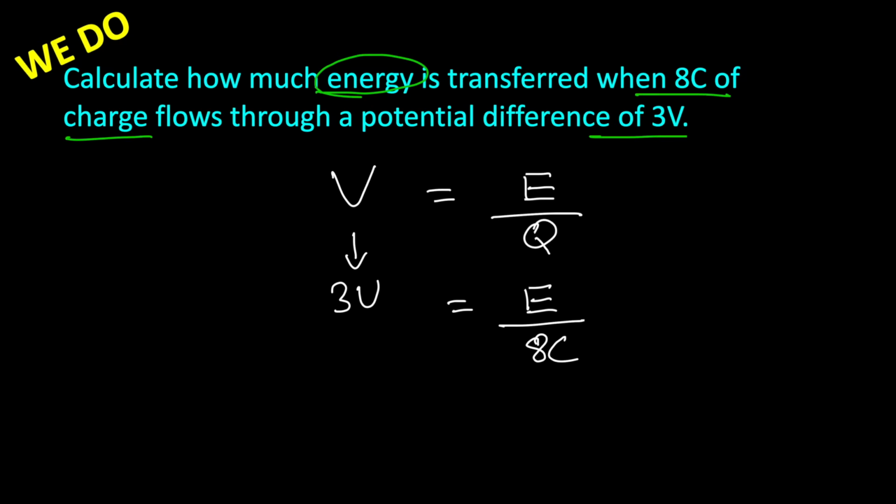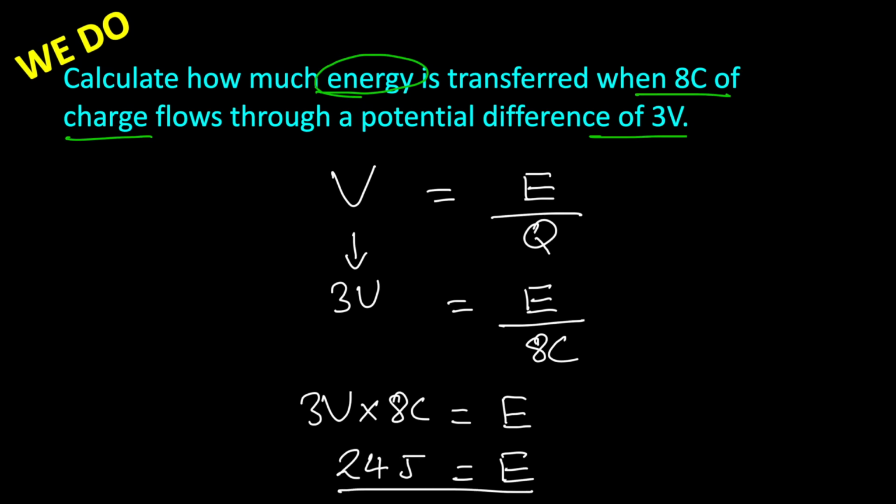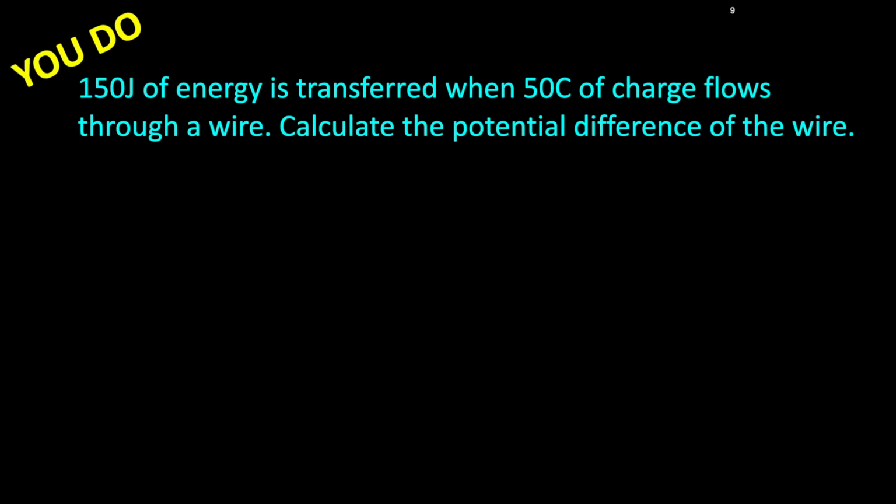Now I just need to solve for E, or energy. And to do so, I'm going to multiply both sides by 8 coulombs. So 3 volts times 8 coulombs is equal to a certain amount of energy. And I know that that is equal to, if I use my calculator, 24 joules. Hopefully you got that right. If you didn't, hopefully these steps have made it clear. Let's try another one. Pause the video and have a go first, and then we'll go through it together.